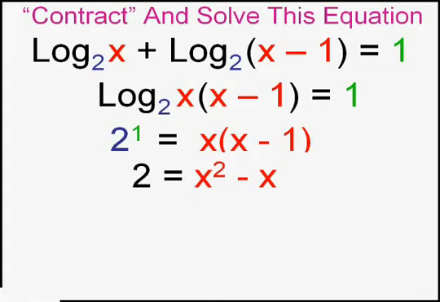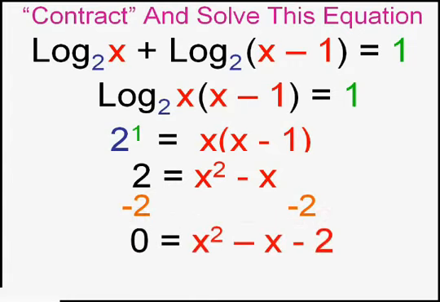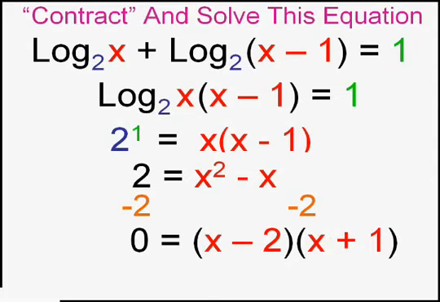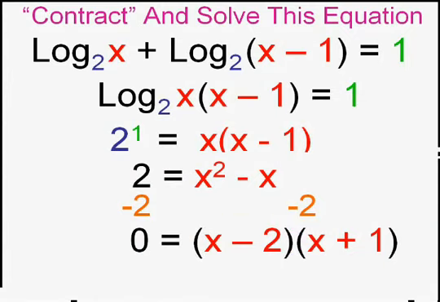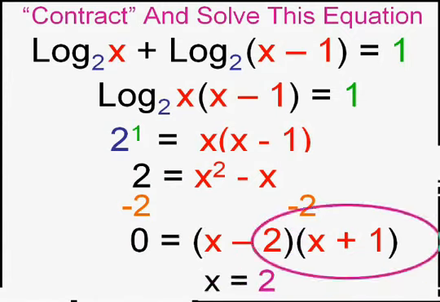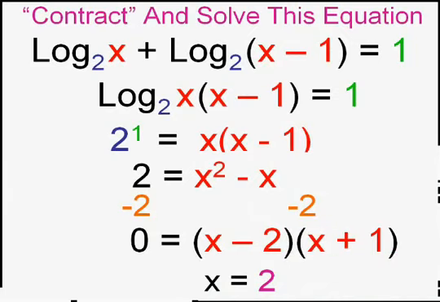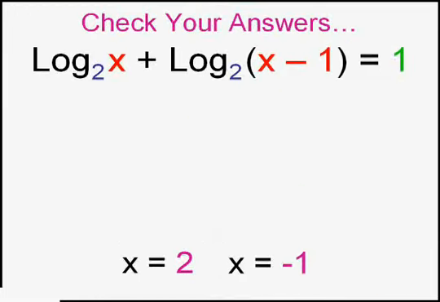2 to the 1st is 2, and x squared minus x is going to turn this into a quadratic equation, which I can solve if I get a 0 on one side. I'll do that. This one is factorable. So the answers, there's 2, are going to be, well, what makes that 0? A positive 2. And what makes that 0 is a negative 1. So we have 2, I should say, possible answers, because we need to plug these in because we're not sure they work.